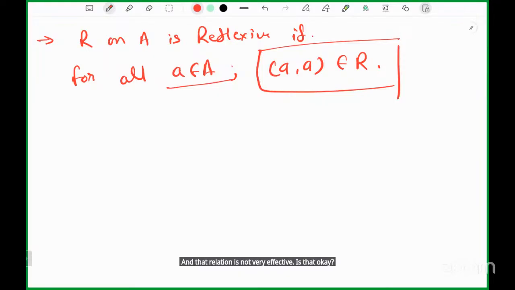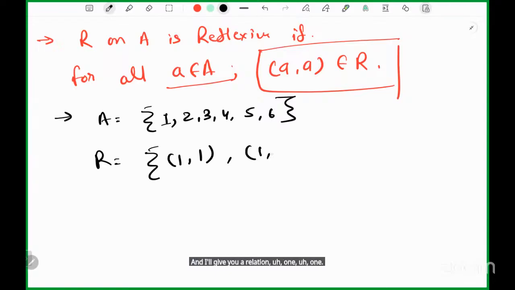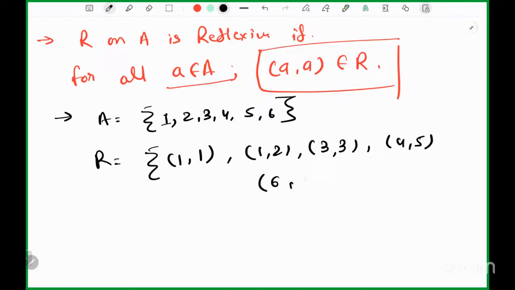Can you give an example, like any real life example? Yeah. For example, let's suppose A is a set of numbers 1, 2, 3, 4, 6 items. And I'll give you a relation R to be 1 comma 1, 1 comma 2, 3 comma 3, 4 comma 5, 6 comma 6, comma 2. Okay. So is this a reflexive relation?